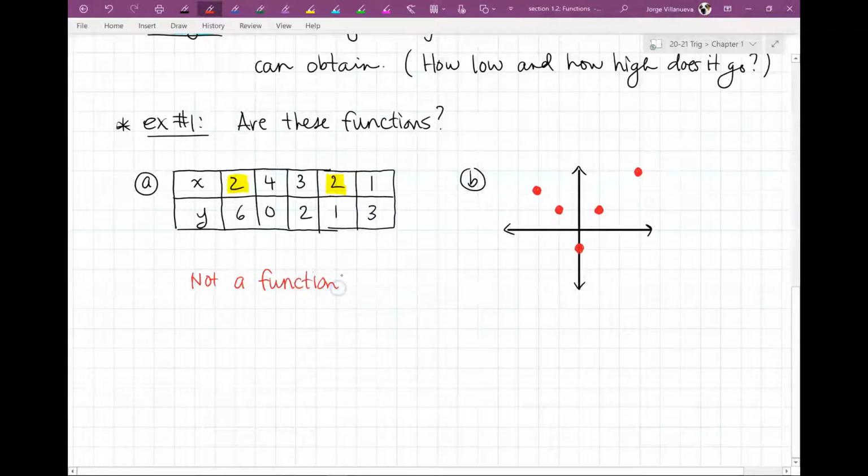Okay, now what about part B? Is that a function? Well, there's a couple ways you can do this. You can write down all the points and check to see if any of the x values match. You could map them, write down all the points and map them. I see some of you guys saying yes, and it would be. You can map them. Or there's one more method.